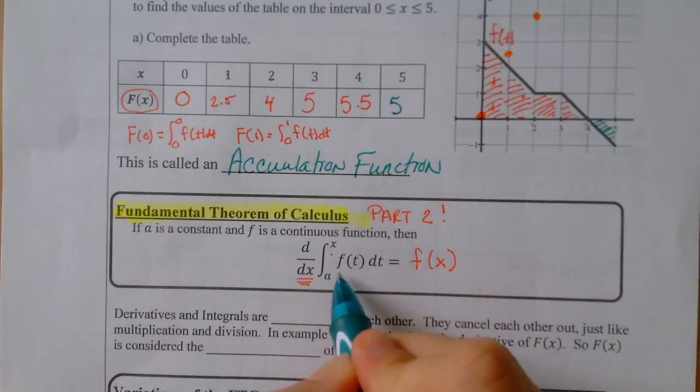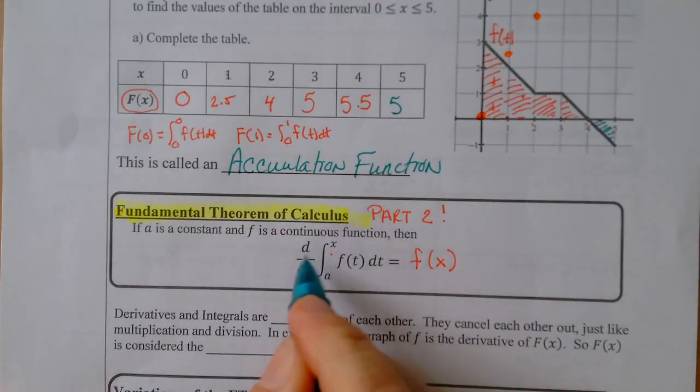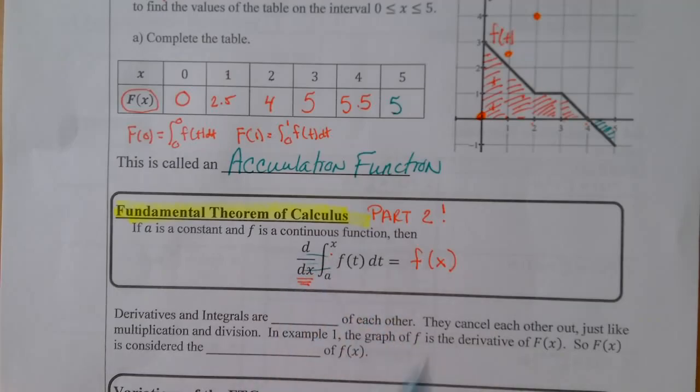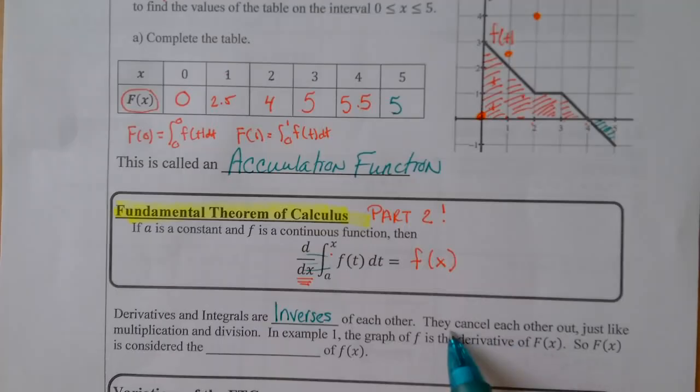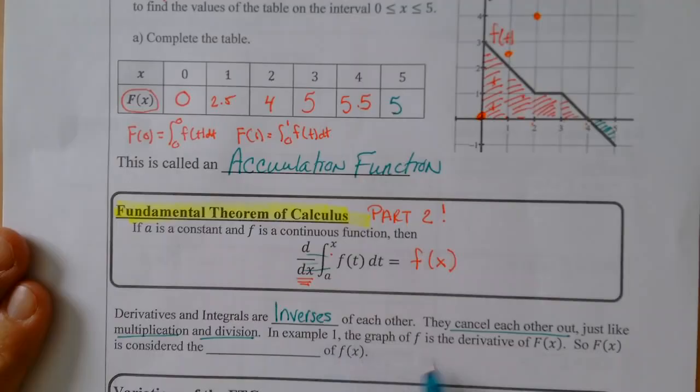So what's really happening is the derivative and the integral are almost canceling each other out. And we're still getting little f, but we're getting this x value inside of it. Okay? And the reason that's happening is derivatives and integrals are inverses of each other. They cancel each other out, just like multiplication and division are inverses.